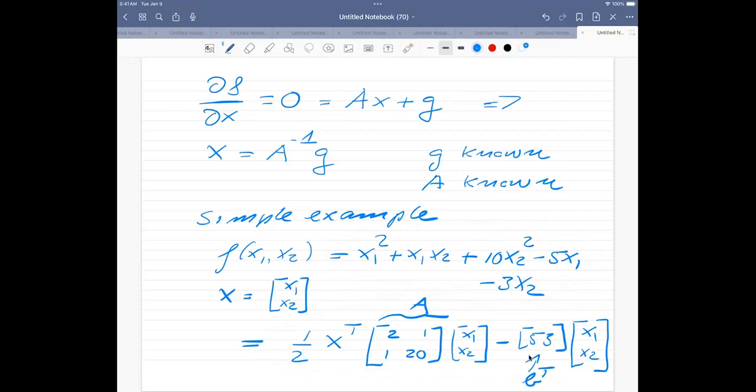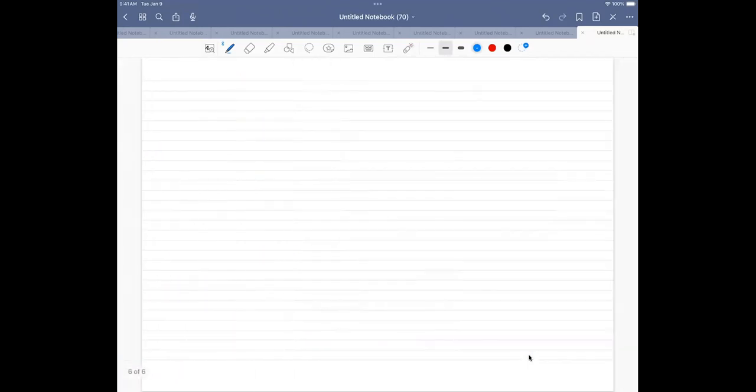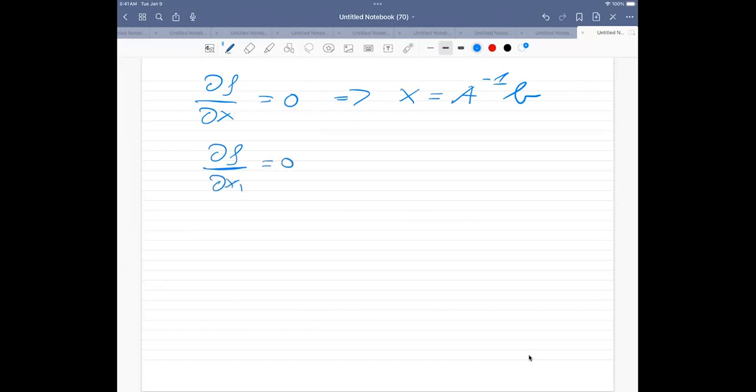Then I can calculate the derivative of that quantity. And if I require df/dx equal to zero, I want to find the optimal values. Then what I can find is that x is given by minus A inverse times this vector b. Alternatively, I can just set up df/dx1 equal to 0. And that gives me 2 times x1 plus x2 minus 5. And I hope you don't get offended if I say that this is a type of equations which are pretty easy to solve. And they are.